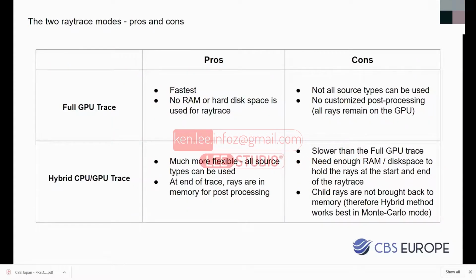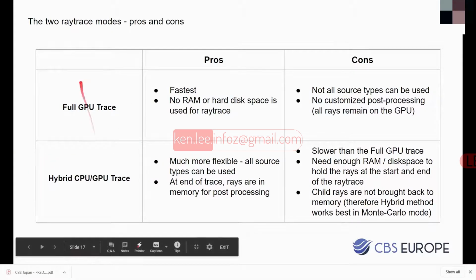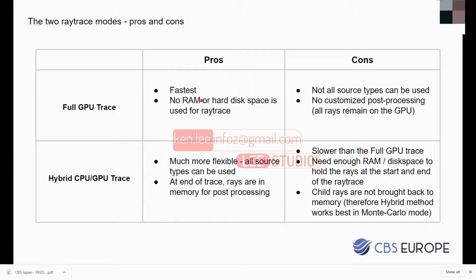So here's a summary of pros and cons for the two GPU ray trace versions. The full GPU ray trace is the fastest, and your RAM and hard disk space is not used for the ray trace. So you don't have to worry about having enough RAM for the calculation or enough hard disk space to write the ray data to the hard disk. These are key points. The con, the negative parts of the full GPU ray trace, is that not all source types can be used currently.